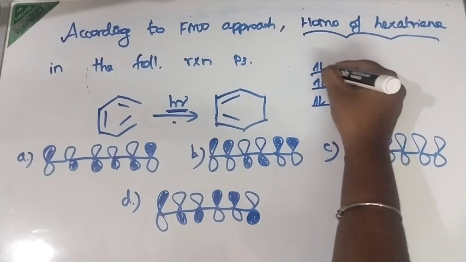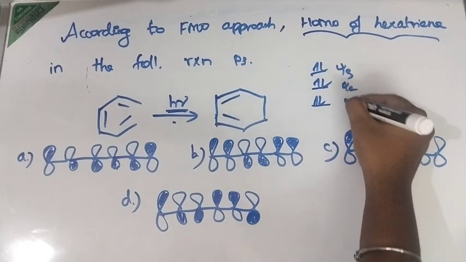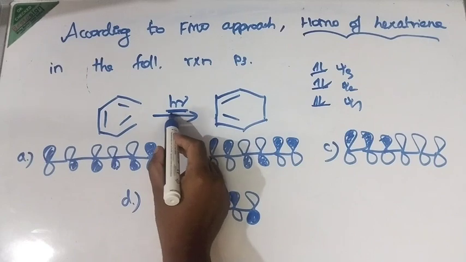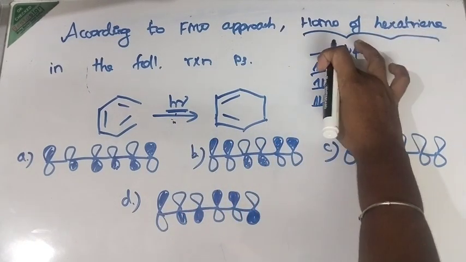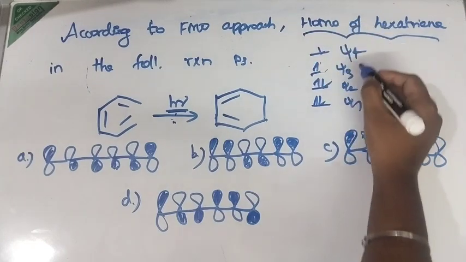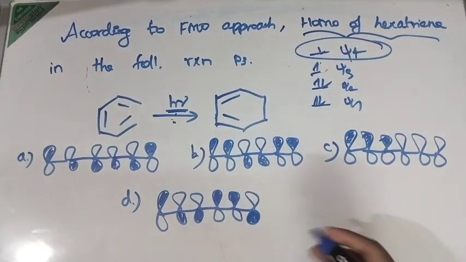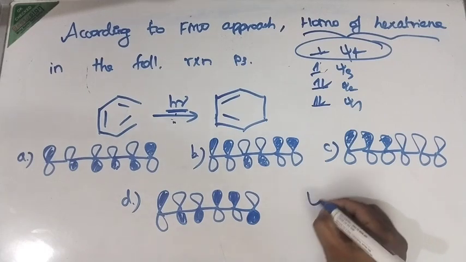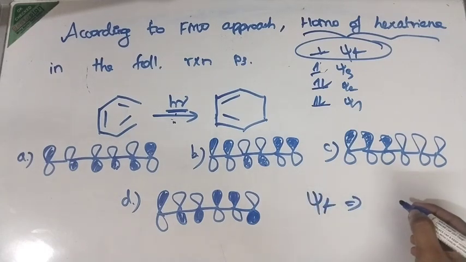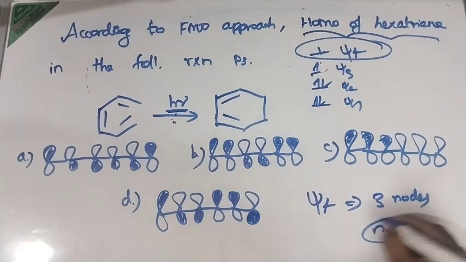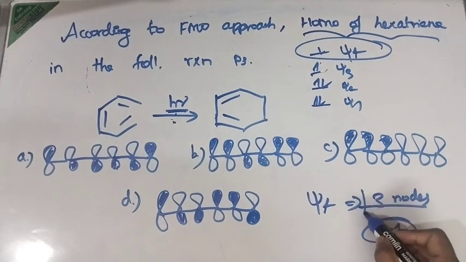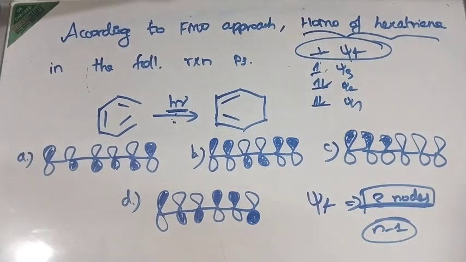So this is psi 3, psi 2, then psi 1. But here they have mentioned it as photochemical condition, then one electron will get excited, right? So it will move on to the psi 4. So psi 4 is our HOMO. Then if psi 4 is the HOMO, how many nodes will be there? 3 nodes, right? N-1 formula. 3 nodes.